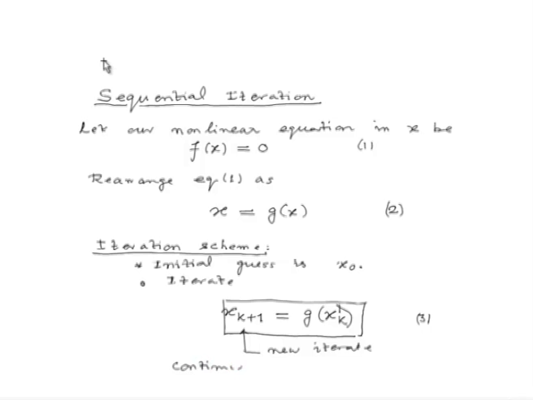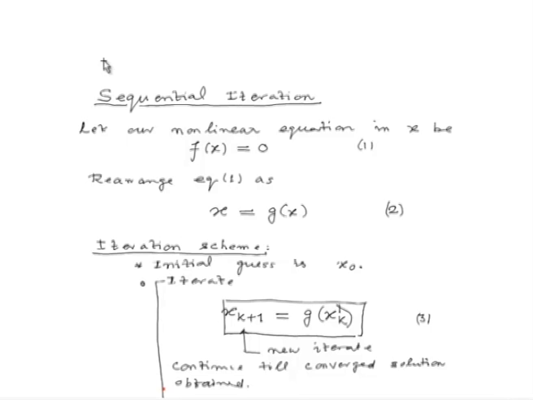Continue this process till converged solution is obtained. Normally for the convergence, so now this is one big loop.